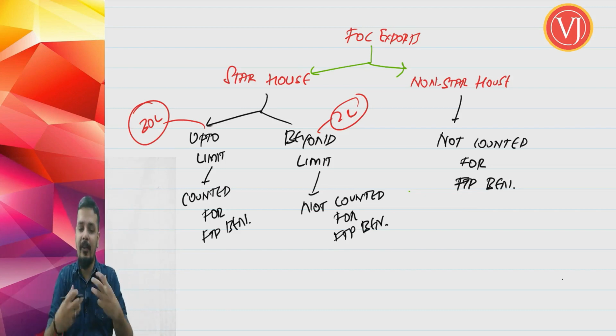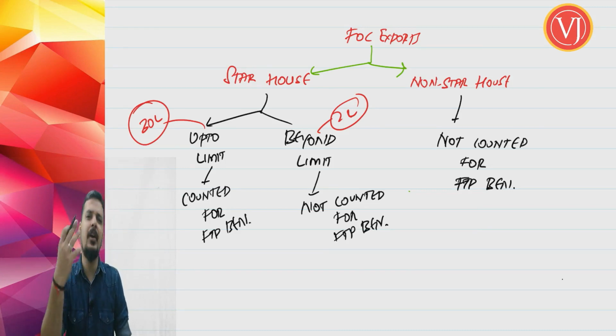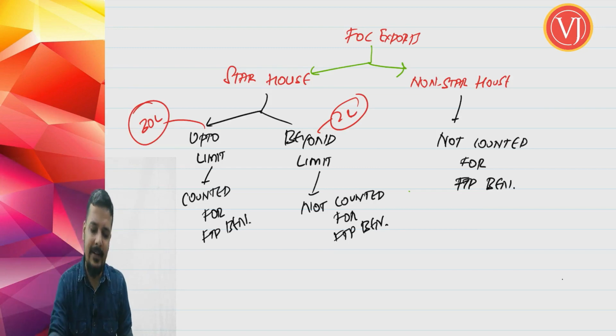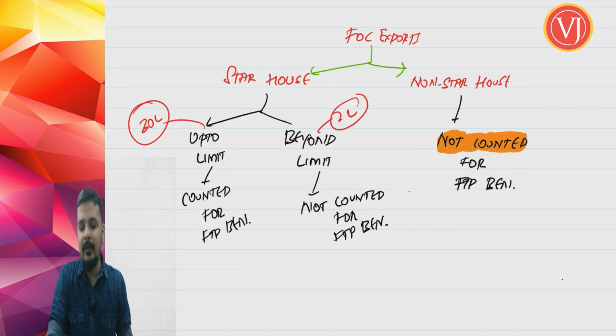Now friends, here most of the students get a wrong understanding, because most of them only tell that this is the limit. They don't explain the logic behind it. What are they trying to tell? They are trying to tell that yes, you can give free of cost samples at any limit. There is no restriction on that. Only thing is, if you are a non-star house category, your free samples or free of cost exports will not be counted for your foreign trade policy benefits.